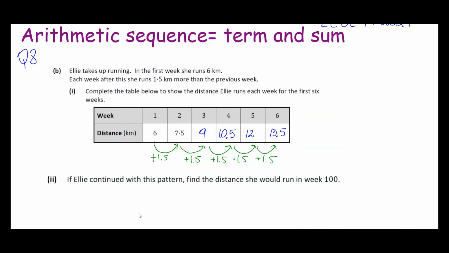Okay, and then the second part. If Ellie continues with this pattern, what pattern? Every time increasing her run by 1.5. Find the distance she would run in week 100.